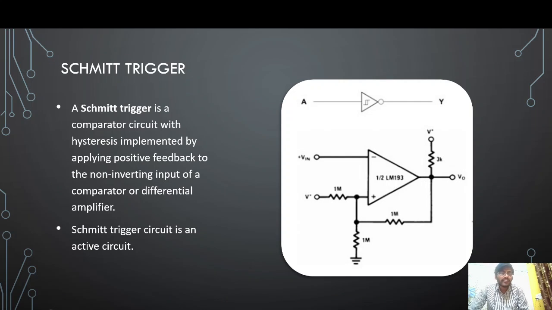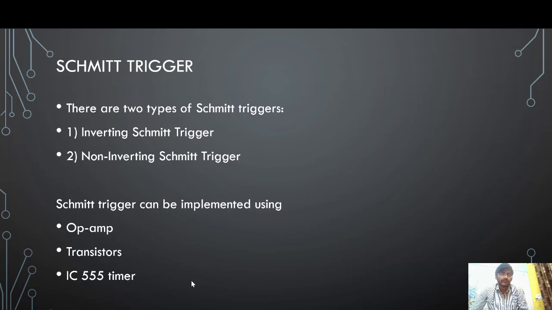A Schmitt trigger is a comparator circuit with hysteresis, implemented by applying positive feedback to the non-inverting input of a comparator or a differential amplifier. This is the symbol of the Schmitt trigger, and this is the implementation circuit of the Schmitt trigger using op amps. A Schmitt trigger circuit is an active circuit.